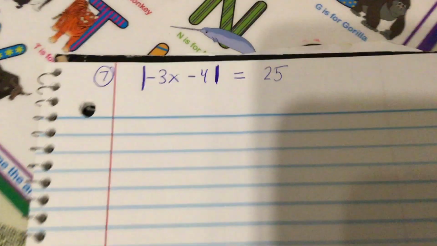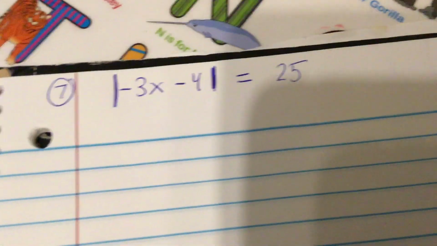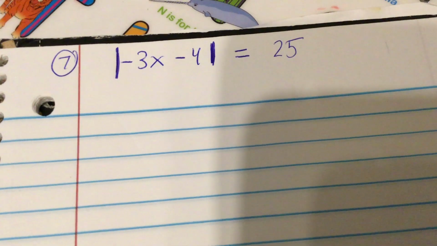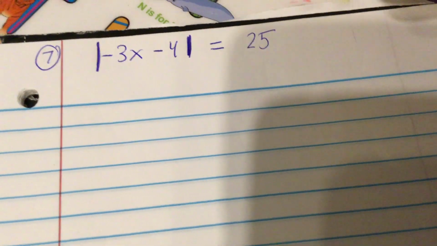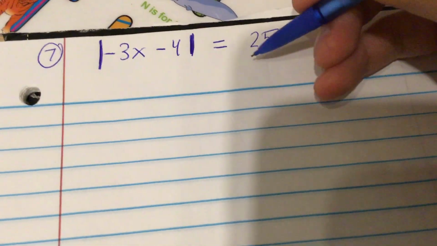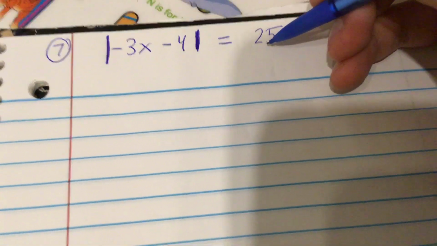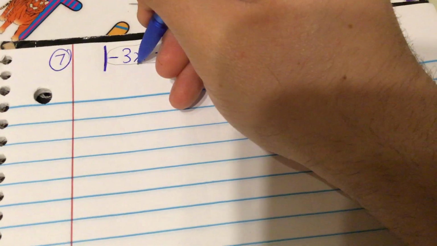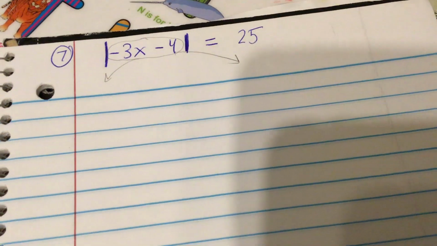Okay, I'm going to take a look at number 7. The absolute value of 3x minus 4 is equal to 25. Is this problem solvable? Yes. Since the output is positive, I'm going to create 2 equations. One to represent forwards, one to represent backwards.